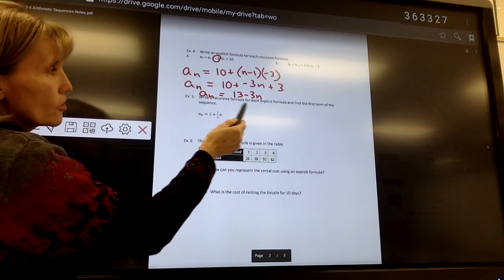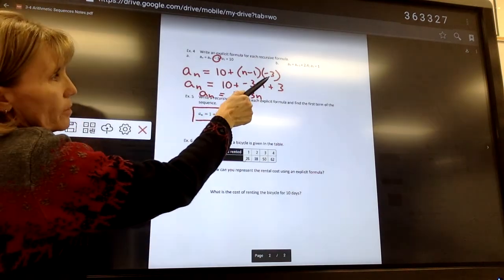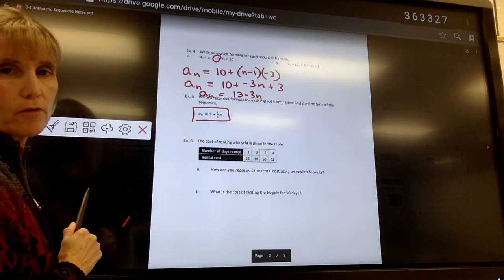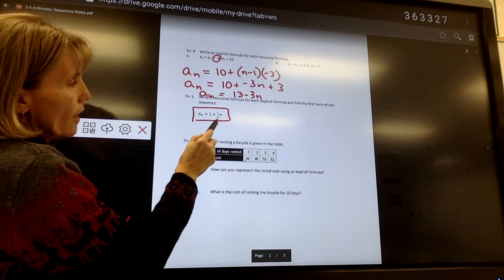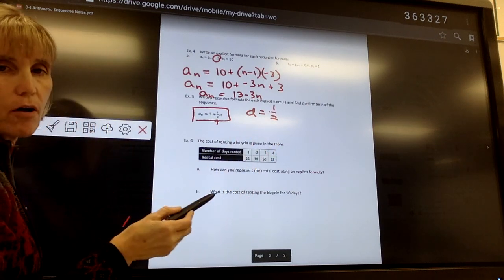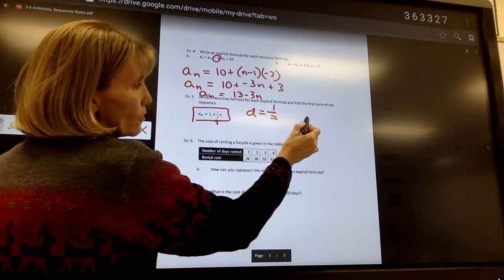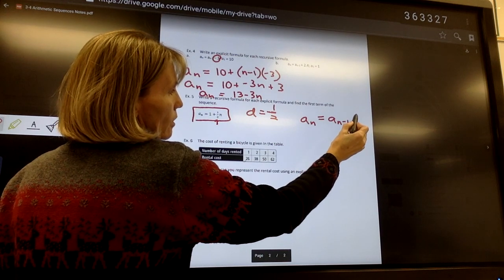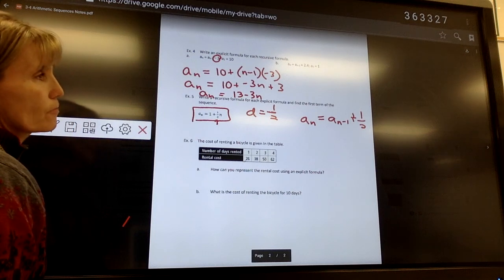When you're writing a recursive formula from the explicit, here's the explicit formula, and if you'll notice that the common difference that you're using is always ending up being the coefficient in front of n. So if I look at what the coefficient is in front of n here, that's a half. So I know my common difference is equal to 1/2. That's what I take off of the explicit formula, that common difference. And that's the only thing I need to write the recursive formula. The recursive formula is just a to the n minus 1 plus the common difference. So in this case, it would be plus a half.